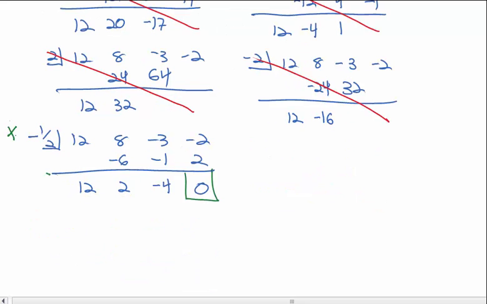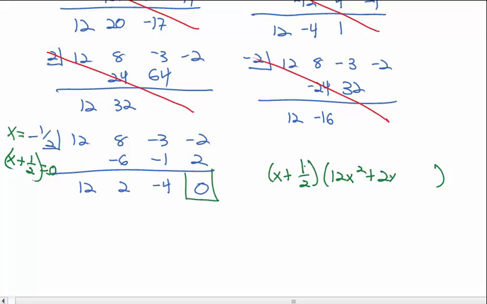So since we have a solution, we say x equals that solution. X equals -1/2. So if we add the 1/2 to both sides, we get x plus 1/2 equals 0. And x plus 1/2 is a factor then. What's left becomes the 12x squared plus 2x minus 4. Checking for a GCF first, we can pull a 2 out of there. 2 times x plus 1/2 times 6x squared plus 1x minus 2.